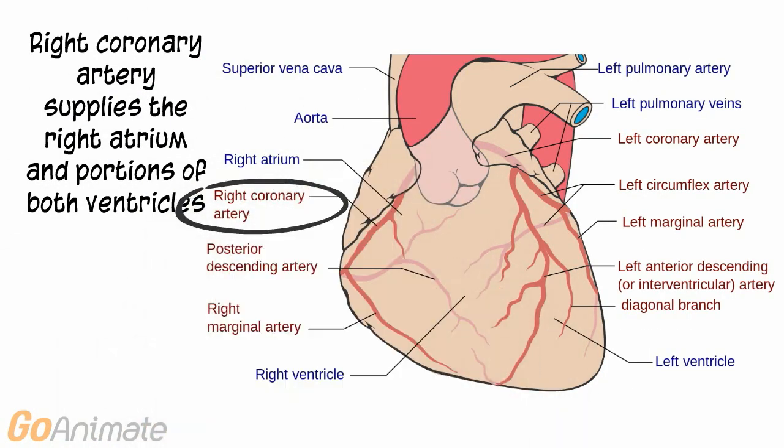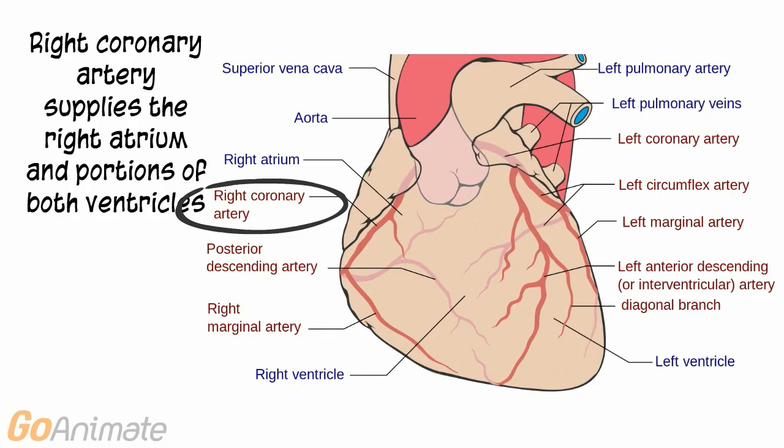Let's take a look at the coronary arteries. These arteries supply the heart with blood. There are two coronary arteries, the right and left. Both originate from the aorta.